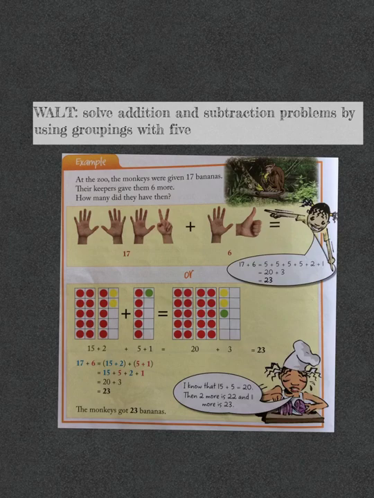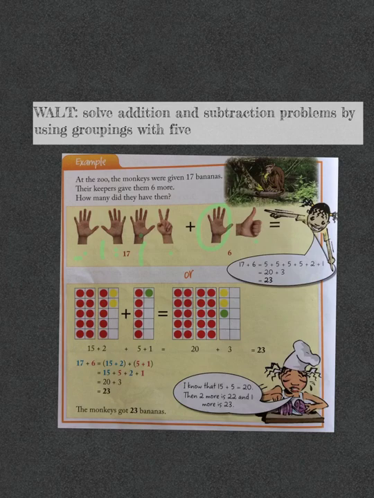Because we're looking at groupings of 5, we can add 1, 2, so 5, 10, 15, plus 2 is 17, plus another 5, so 5, 10, 15, 20, and then we're going to add our 2, and then we're going to add our 1, which equals 23.